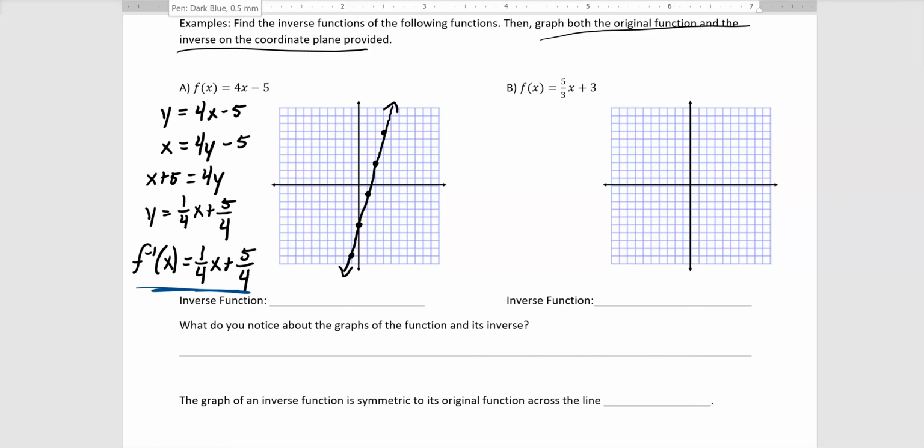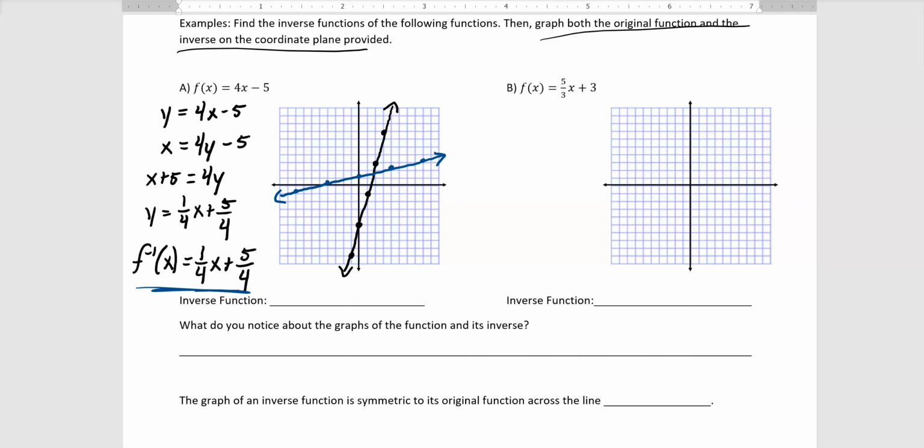So 5/4 is going to be here, a little tougher, but I will go up 1, right 4, up 1, right 4, down 1, left 4, down 1, left 4. And go ahead and connect my dots this way. Excellent. All right. And that is both the original function and the inverse graphed on the same plane. All right. Let's go ahead now and look at 5/3 x plus 3, letter B here.